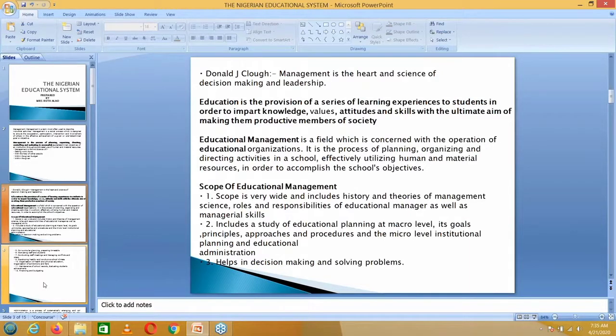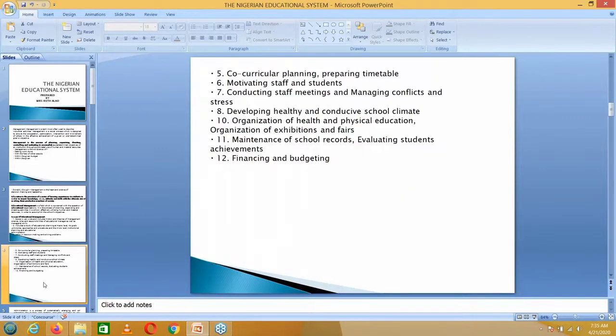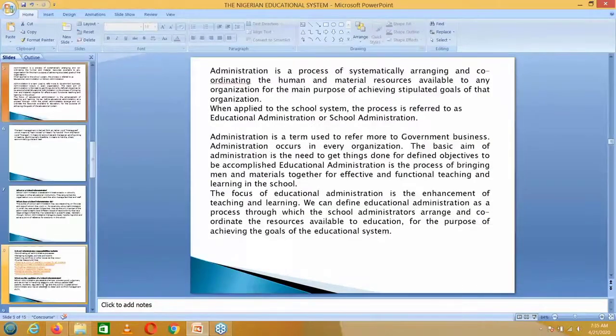But educational management is just concerned with the operation of educational organizations. So it's the process of planning, organizing, and directing activities in a school, effectively utilizing human and material resources. Now we've talked about the scope of the educational system. We talked about administration, that is, coordinating the human and material resources to achieve the stipulated goals of the organization.